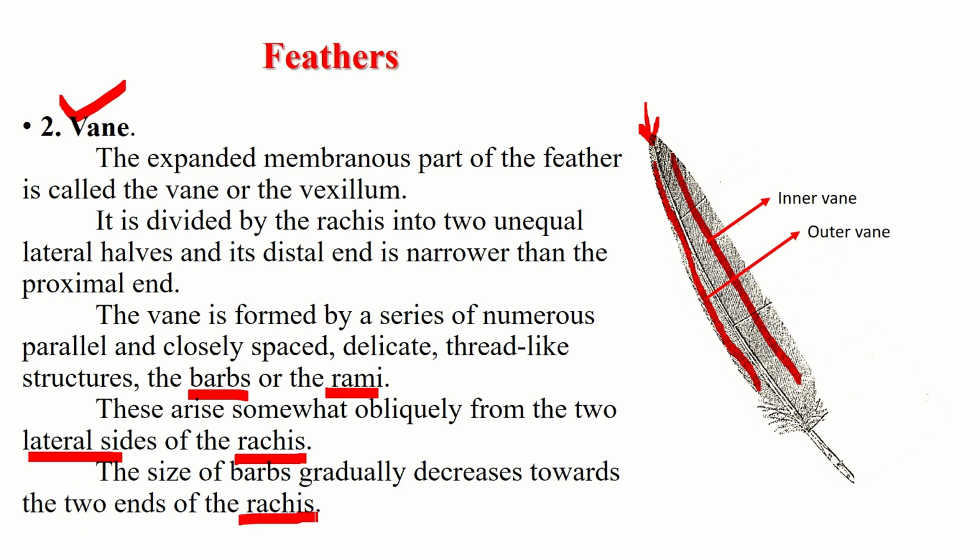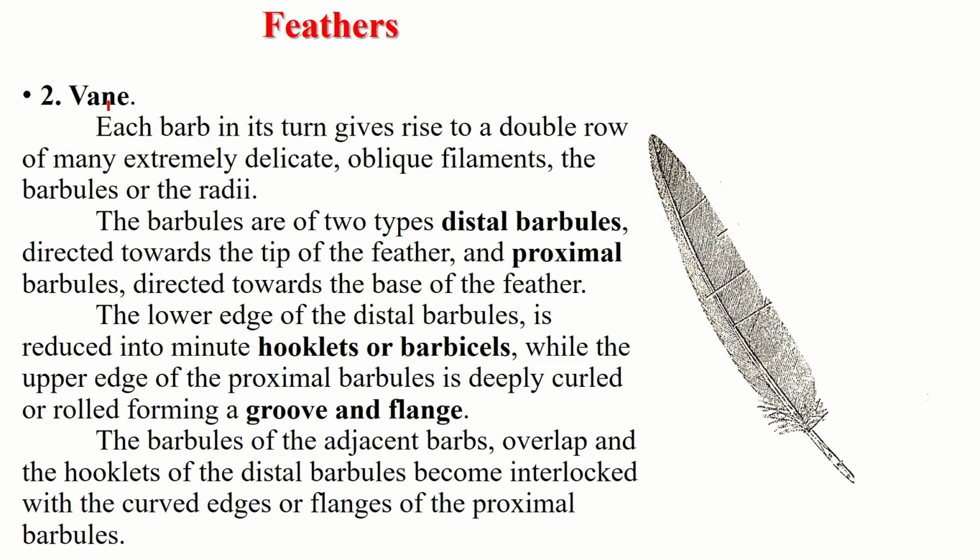Each barb, in its turn, gives rise to a double row of many extremely delicate oblique filaments, that is, the barbules or the radii. The barbules are of two types: distal barbules, directed towards the tip of the feather, and proximal barbules, directed towards the base of the feather. The lower edge of the distal barbules is reduced into minute hooklets or barbicels, while the upper edge of the proximal barbules is deeply curled or rolled to form a groove and flange.